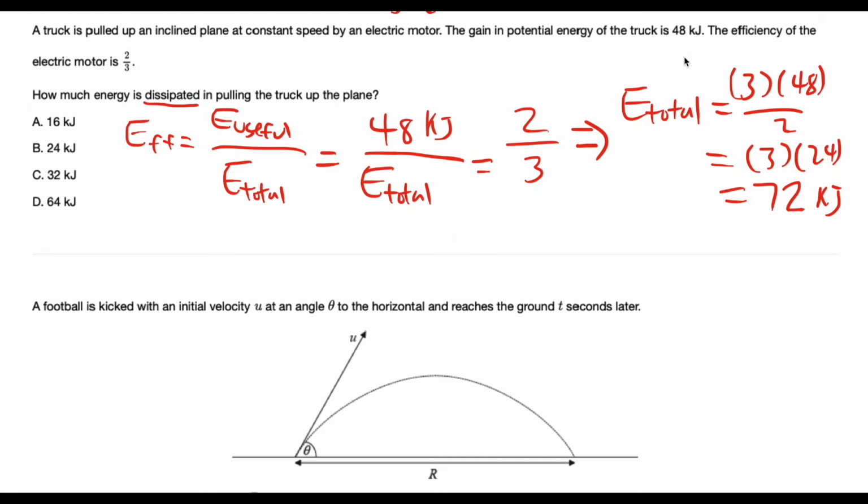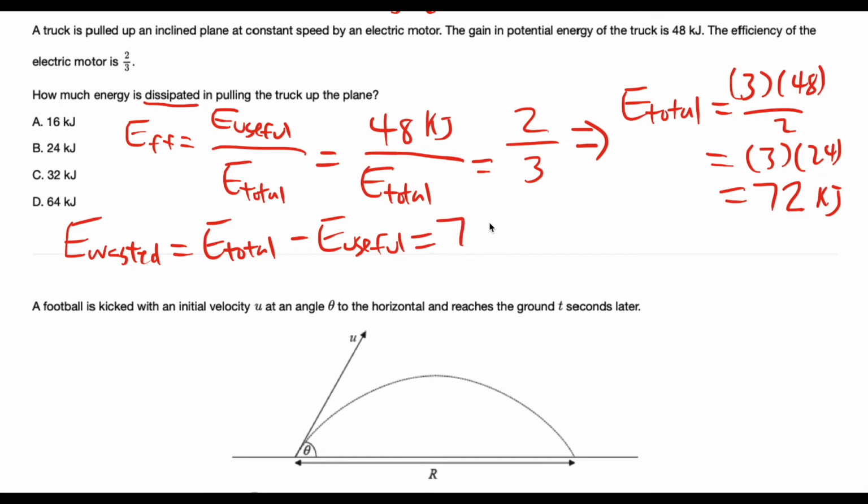Right, and we know useful energy is equal to 48 kilojoules. So we can also calculate how much energy is wasted. The energy wasted is equal to total energy minus useful energy, which is equal to 72 minus 48, which is equal to 24. So the answer is 24 kilojoules.